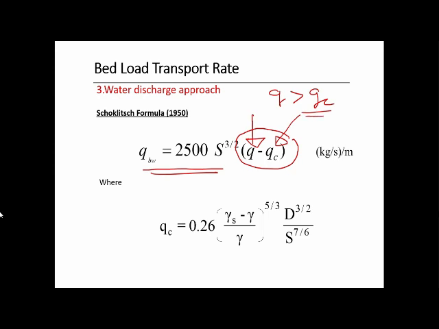So Scottish also use these equations to determine the critical sediment discharge. Very direct solutions multiplied by this factor, the unit weight of the sediments, and then you have the diameter of the particles, and then you also have the slope of your river. To calculate these equations, the unit is by unit weight, so it is in kilogram per second per unit width of the river.